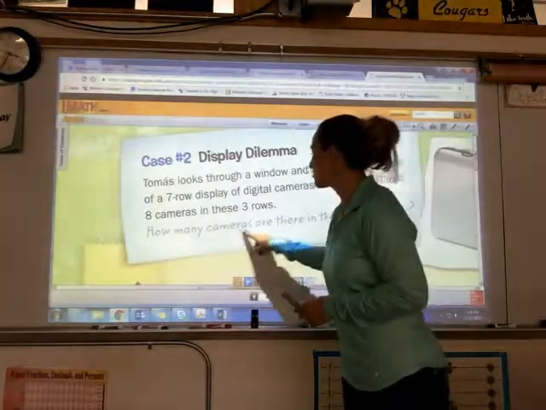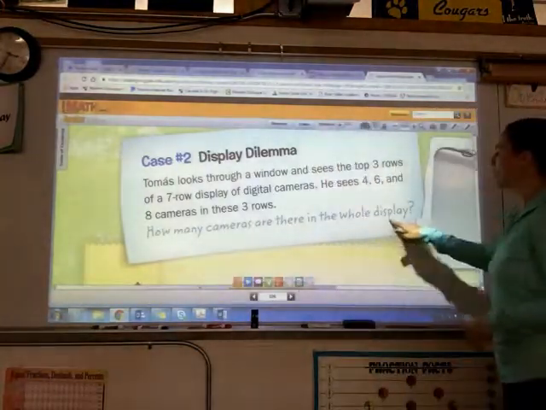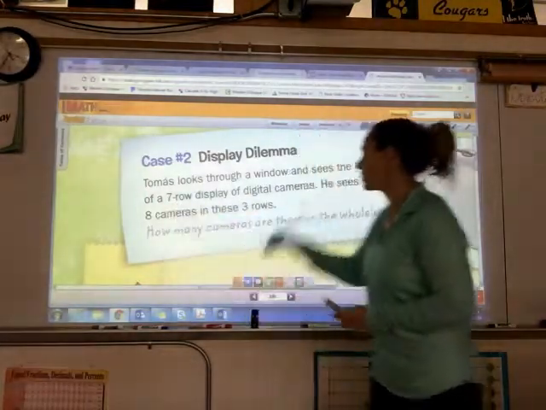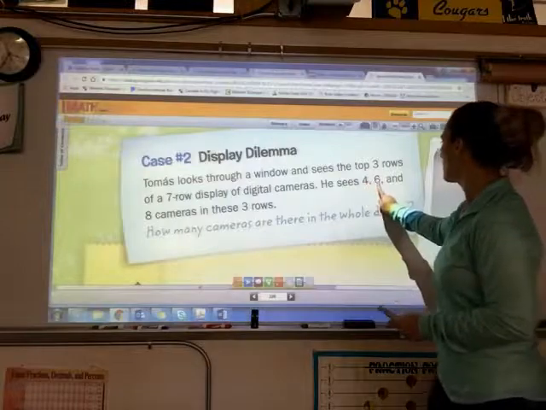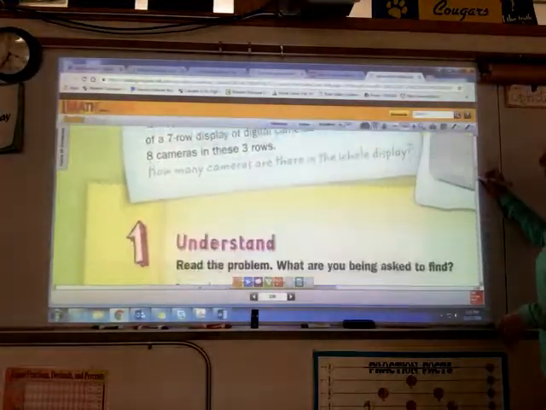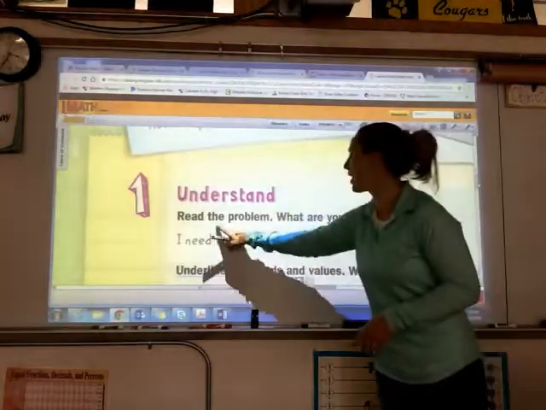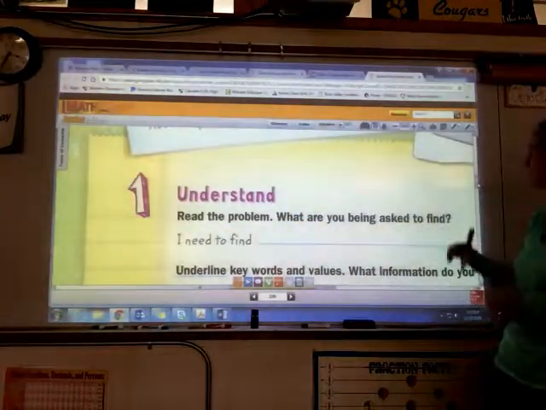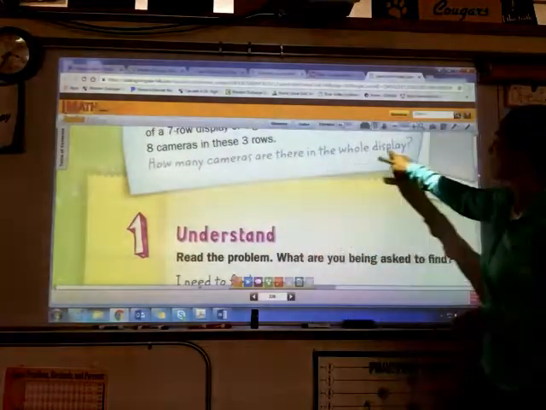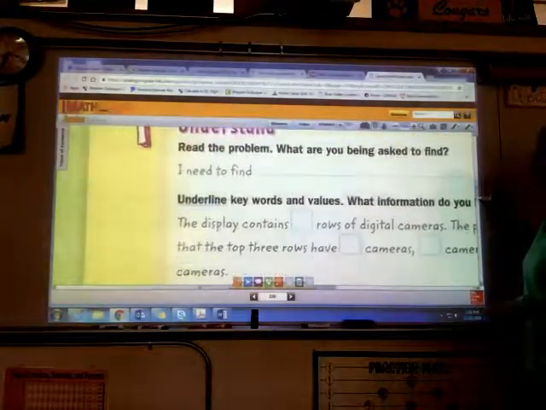So we're looking at our question. We're looking at how many cameras are going to be in the whole display. We see the top 3 rows of a 7-row display. He sees 4, 6, and 8 in those 3 rows. Do I understand what the problem is? Do I understand what I am being asked to find? Again, we know that we need to find how many cameras there are in the whole display. So that's what I'm understanding.